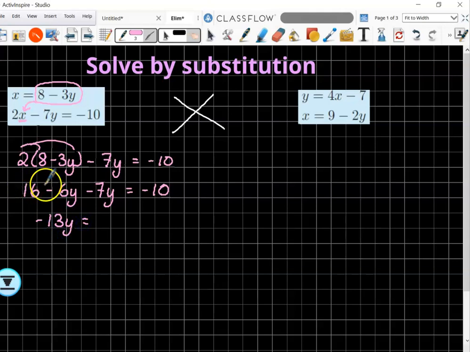Get rid of the +16, take 16. How do I get rid of the times -13? Divide, so we get y equals 2. You're not done. Sub it back in to get x. So we get x equals 3 times 2, so we get x take 6, which is 2. Correct?